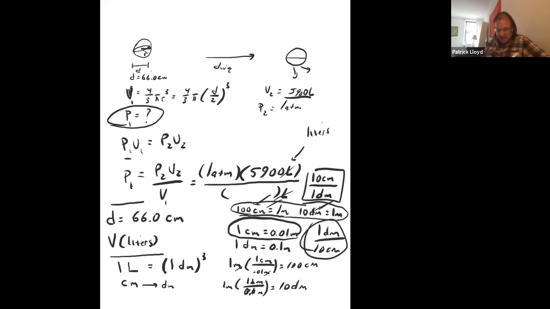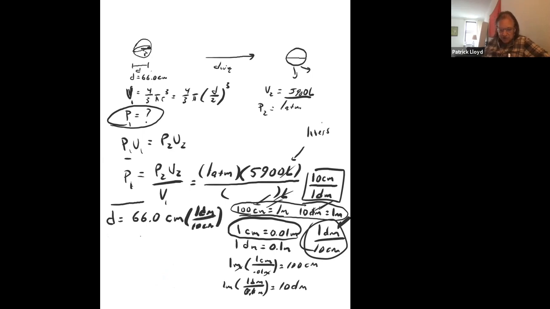So if I say that I have 66.0 centimeters, and there's 1 decimeter per 10 centimeters, okay? 1 decimeter per 10 centimeters, you get 6.60 decimeters. So there's your diameter, 6.6 decimeters.